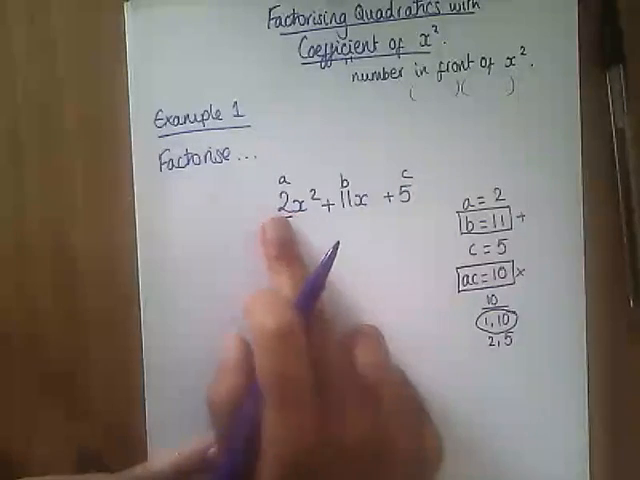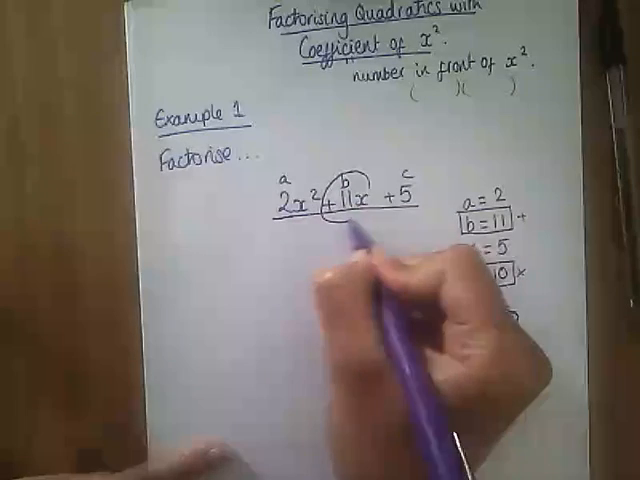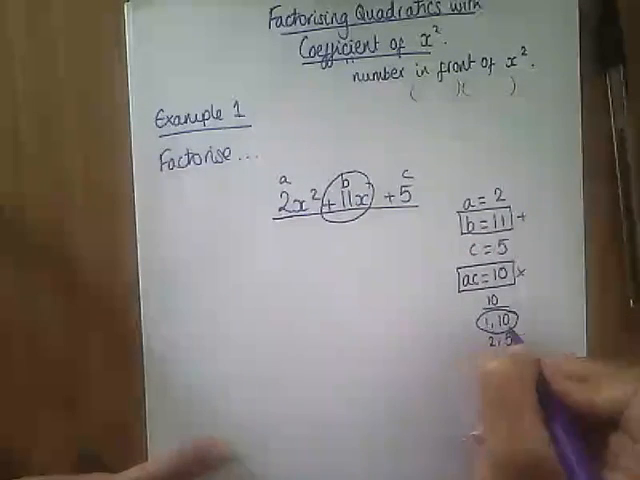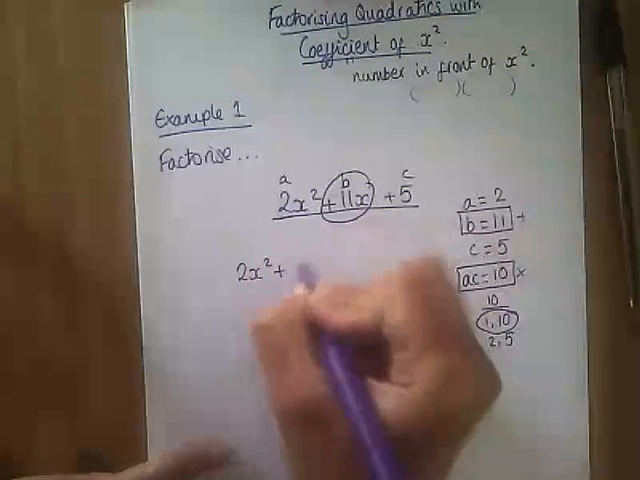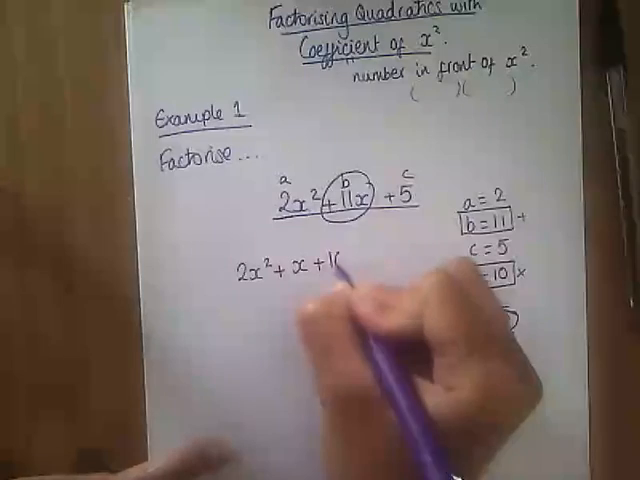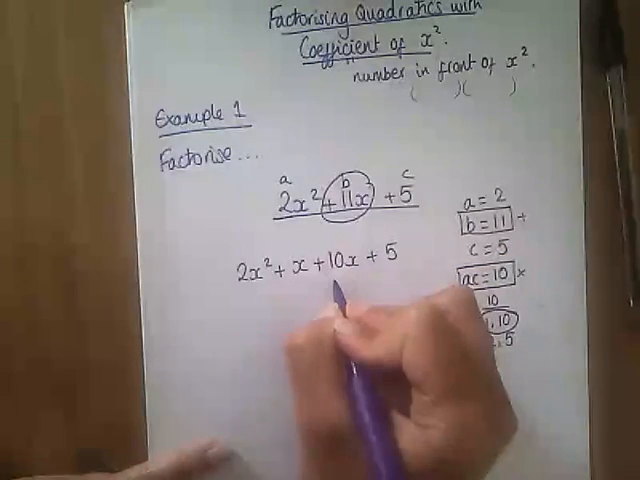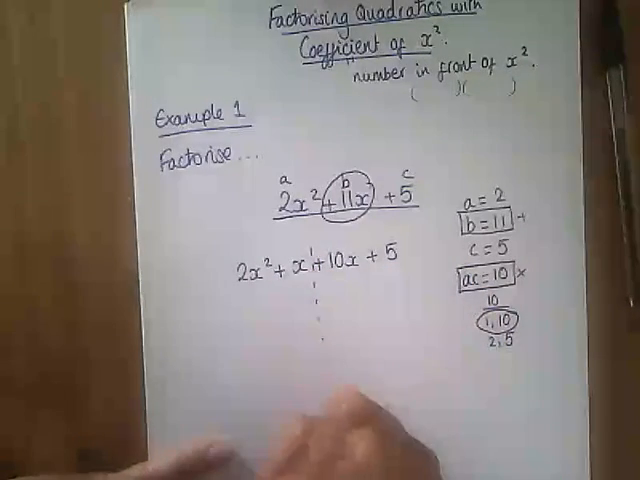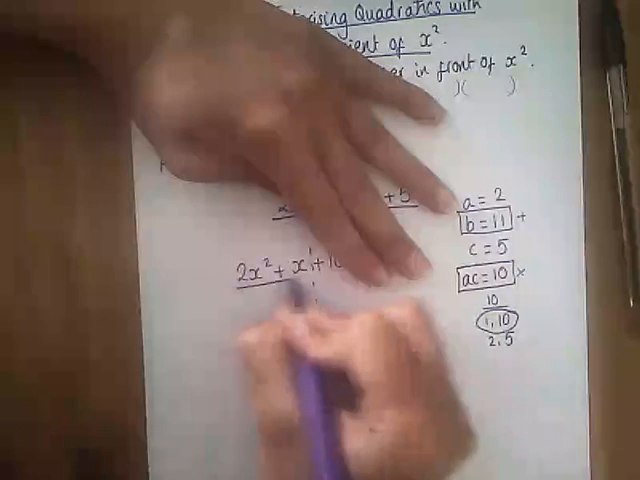What we're going to do is rewrite this equation, but split our b up to make it 1x and 10x. So we've got 2x squared plus 1x, which is just x, plus 10x plus 5. It doesn't matter which way around you write these because it will work either way. We're then going to pop a line down the middle. You're going to ignore this side and factorise this into a single bracket.